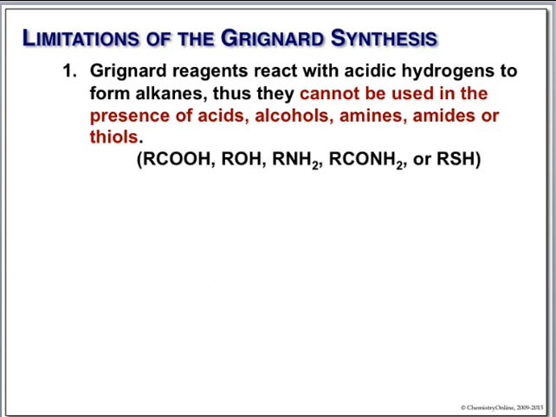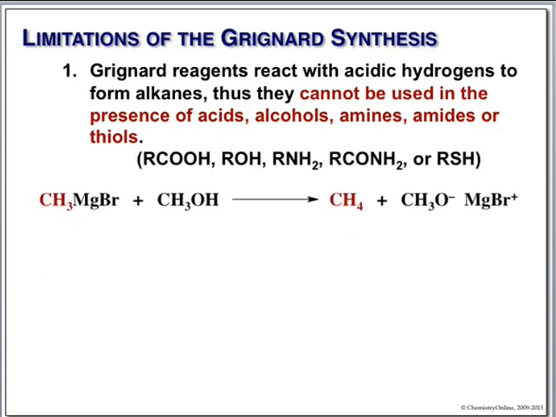All right, as good as the Grignard is, it does have limitations. Remember, we're dealing with a carbanion, essentially. That means if we have anything, like any of these guys, that have an acidic hydrogen, they're going to protonate the carbanion, here methyl magnesium bromide. The anion will simply pick up a proton and form methane. So we can't do a Grignard reaction if you have any of these functional groups in your molecule.